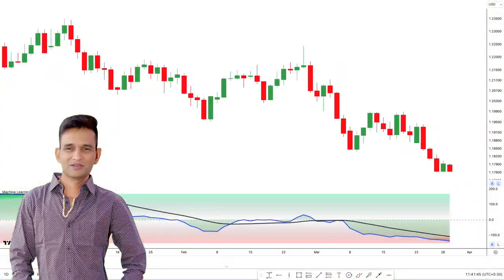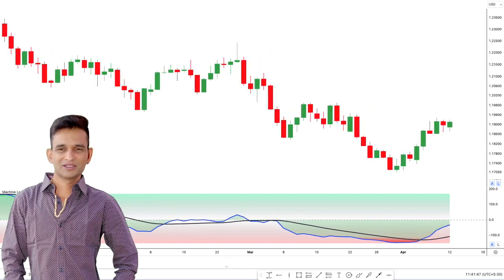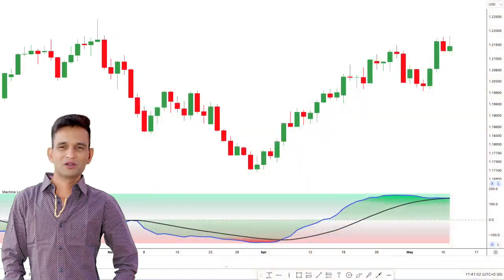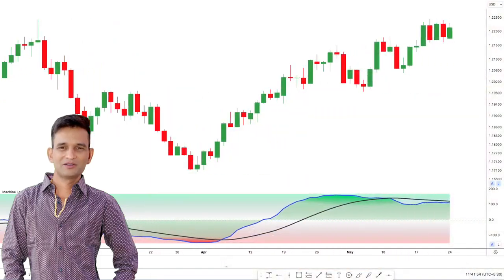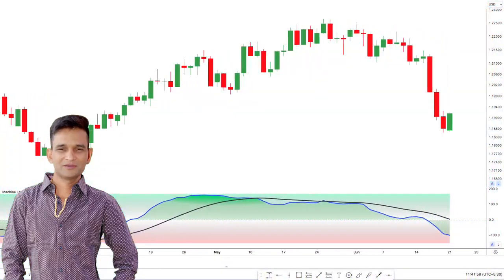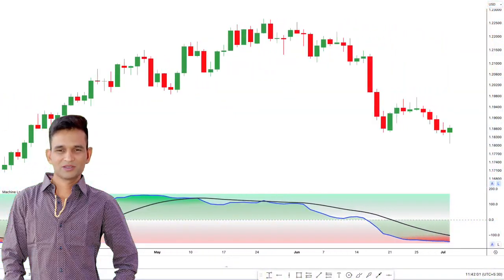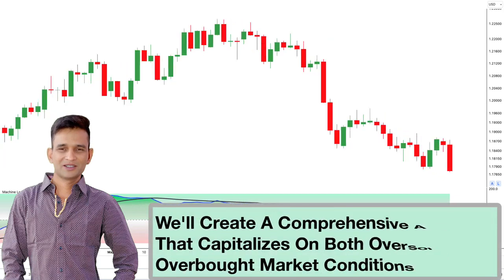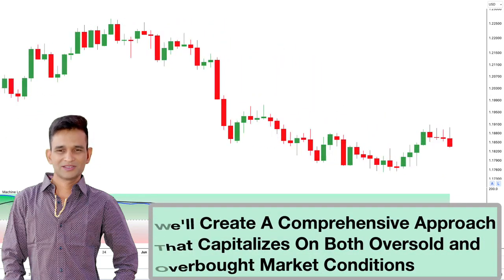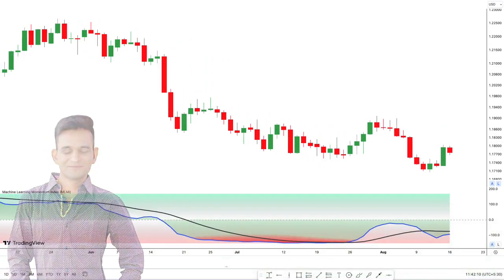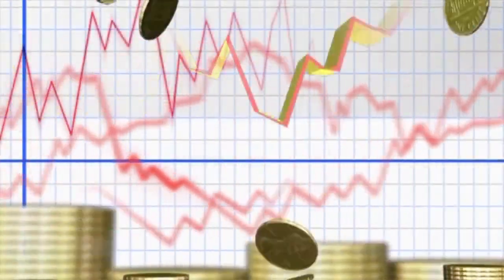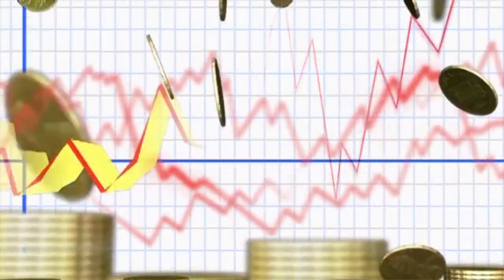In today's video, we'll explore a scalping strategy designed to enhance your gains while minimizing losses. If you're on the hunt for a quick profit strategy in the Forex market, you're in the right place. By merging the VWAP with the machine learning momentum indicator, we'll create a comprehensive approach that capitalizes on both oversold and overbought market conditions. Stay tuned as we unveil the secrets of identifying potential buying and selling opportunities and optimizing your exits for maximum profitability.